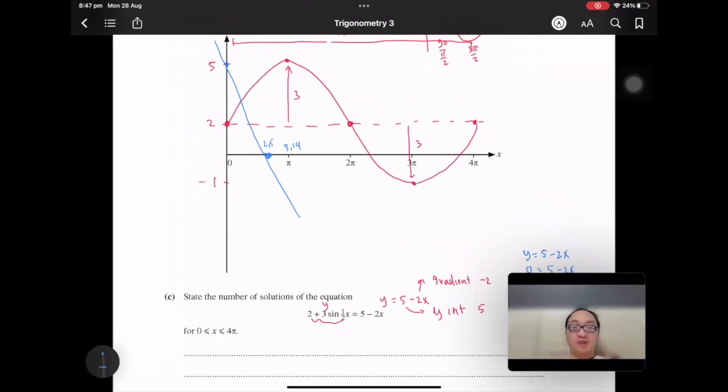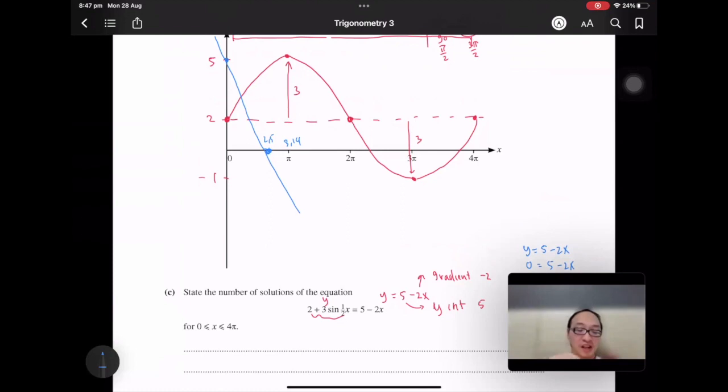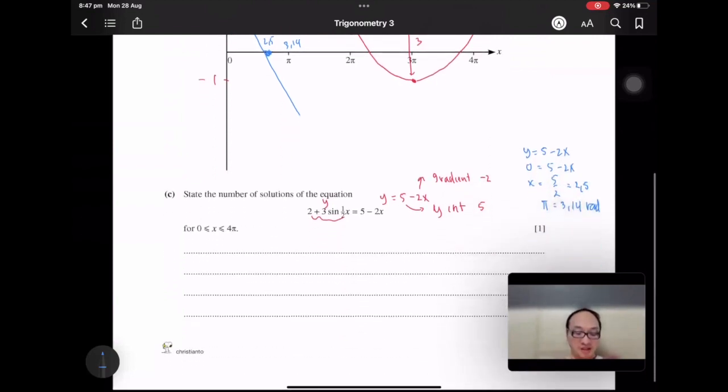From the graph, we can see that there is only one intersection point between the sine curve and the line. So the number of solutions of the equation equals 1. Only one solution.